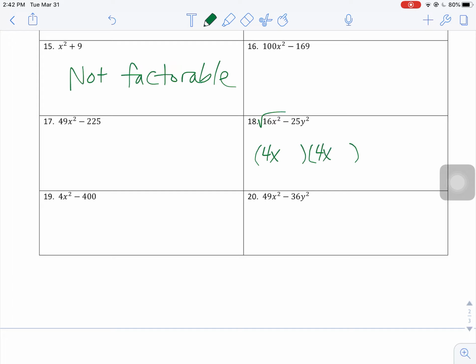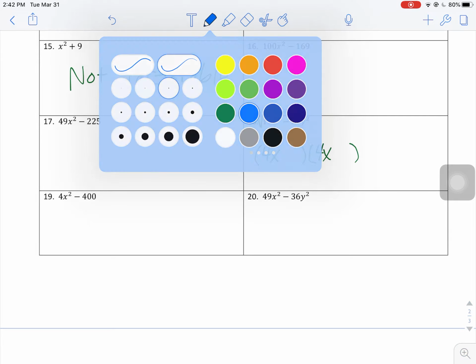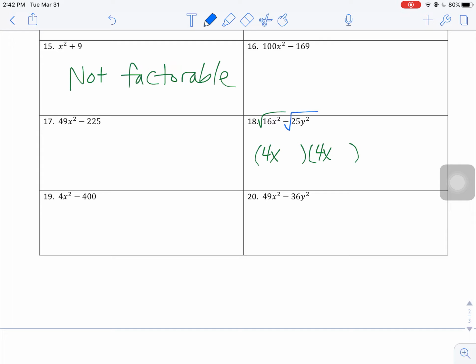So that first term in both sets of parentheses is 4x. In the back, square root of 25 is 5. Square root of y squared is y. And then make sure you do one positive, one negative, and then you're good to go. At this point, I would say pause the video, try the rest of them, and then unpause it, and I'll key the rest of it for you.